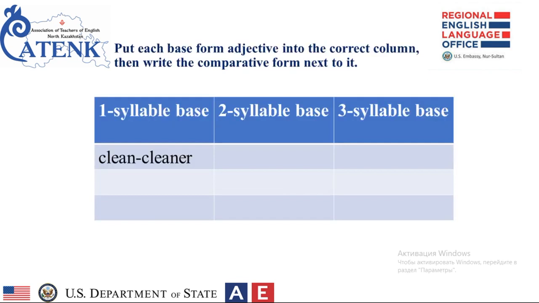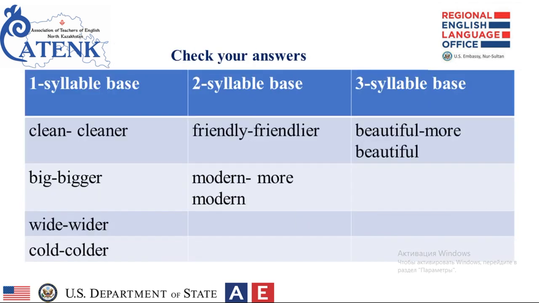The next task, put each base form adjective into the correct column. Then write the comparative form next to it. And you can use clapping when saying a word aloud to count the number of syllables it contains. For example, clean, 1 syllable. Modern, modern, 2 syllables. Now check your answers. Do you have the same?